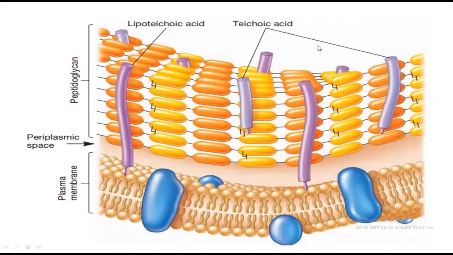But first of all, you should know about the structure of the cell wall of gram-positive and gram-negative bacteria. We all know that in gram-positive bacteria, there is a thick layer of peptidoglycan. This orange and this yellow color are the different intermediates of the peptidoglycan layer, and this is the cell wall of the gram-positive bacteria. Gram-positive bacteria consist of a thick peptidoglycan layer, composed of about 40 to 50 layers. That much thick it is.